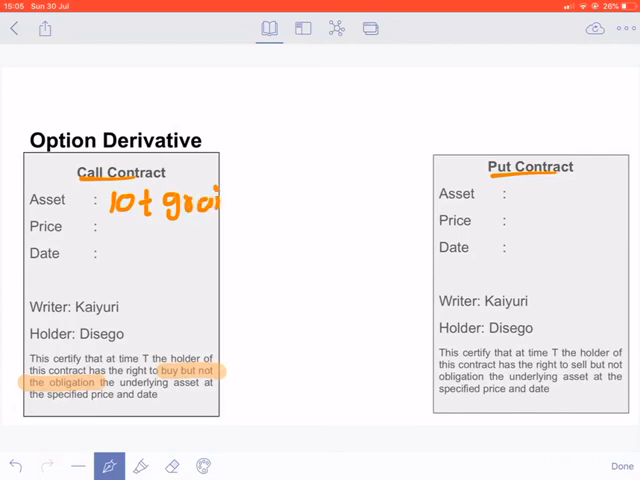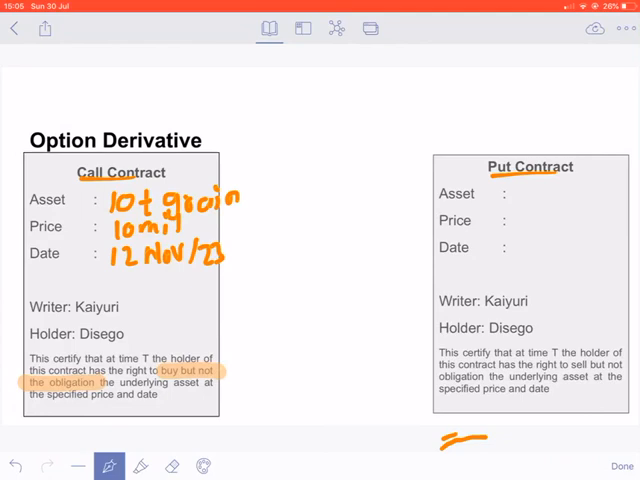I'm not sure why I keep on using commodities, but it's fine. For 10 million rand, on 12 November 2023, it means that this seller has the right to buy 10 tons of grain from Keyuri for 10 million rand in the future. She has the right, but not the obligation, meaning that she can choose to exercise or not to exercise. It is her right. She can exercise if it benefits her. She may not if it doesn't benefit her.